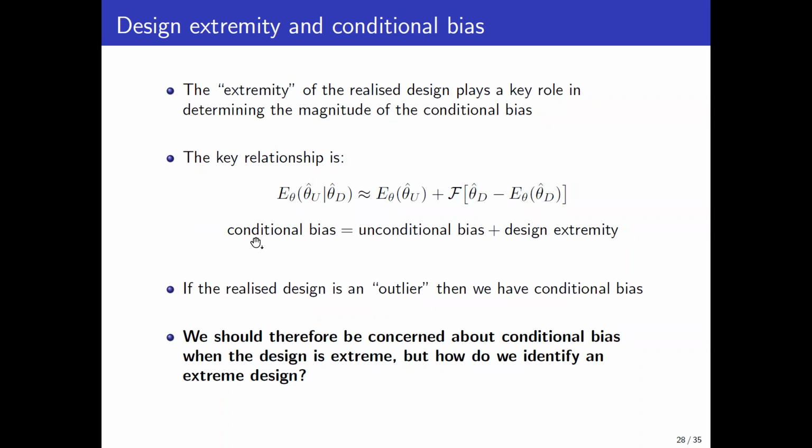So we would typically have a large conditional bias for an outlier design, but not much conditional bias for a typical design. And it then begs the question, can we actually determine whether our particular study is at risk of having this extreme design? Because one problem that you see here is that this measure of the design extremity depends on theta, the unknown theta. So I can't actually calculate that for an observed study. I can calculate it in my simulation studies where I know the true theta, but I can't do it for a real study. So that begs the question then, can we use that in practice?